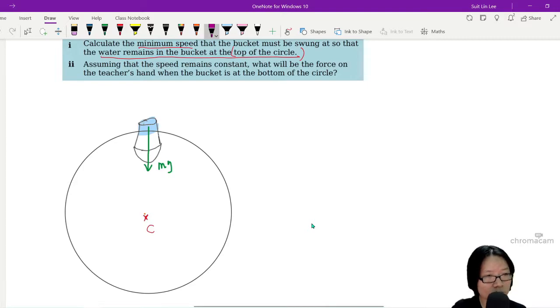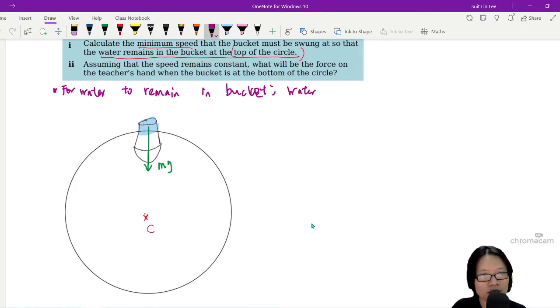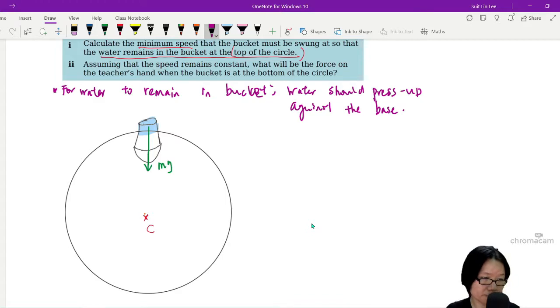Normal force. So in order for the water to remain in the bucket, the water should press up against the base of the bucket. Just like the noodle, if you've watched the noodle video, the noodle should press against the base. Alright, so the smallest thing, the boundary condition here is that normal force becomes 0. Okay, so ideally the water will press up against the bucket.